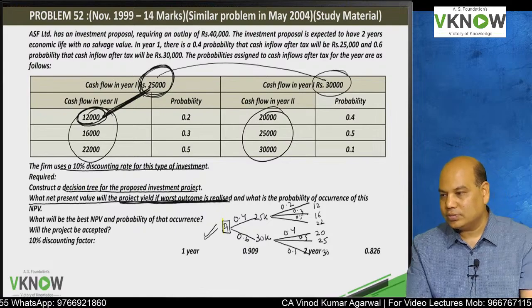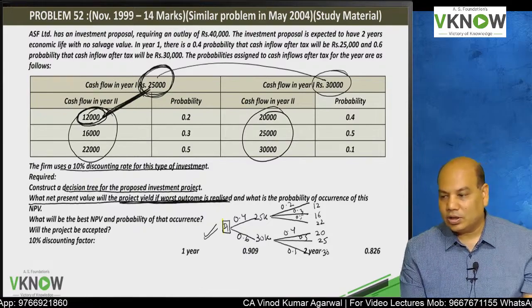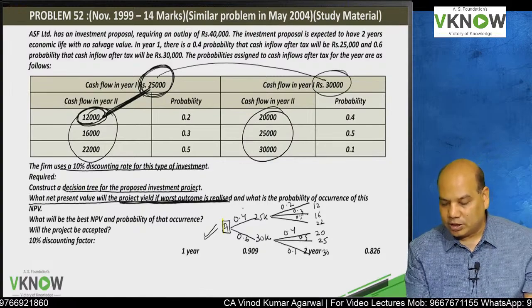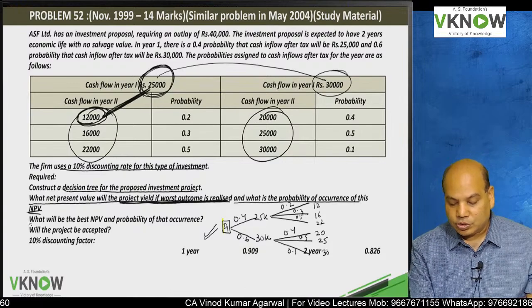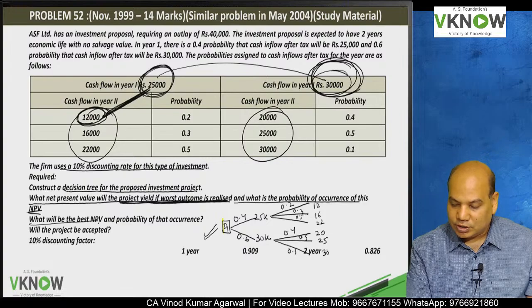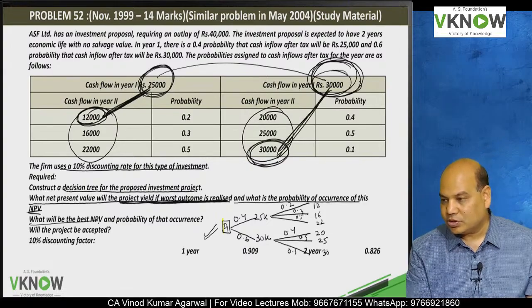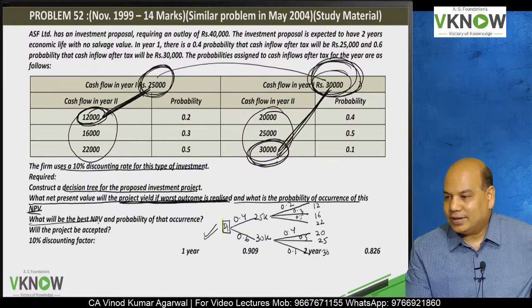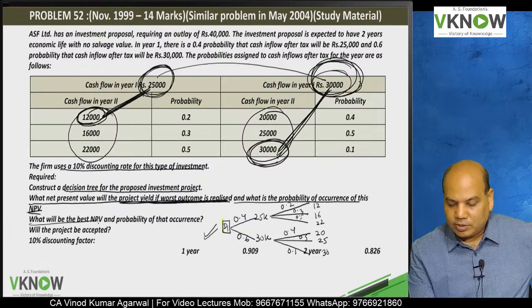Lowest, lowest, lowest, lowest. Find out the NPV and find out the probability of the occurrence of this NPV. But if suppose your luck is good, you will get 30,000 in first year, highest number, and 30 in the second year. This is best combination. 30 in first year, 30 in second year. And what is the probability of that occurrence?